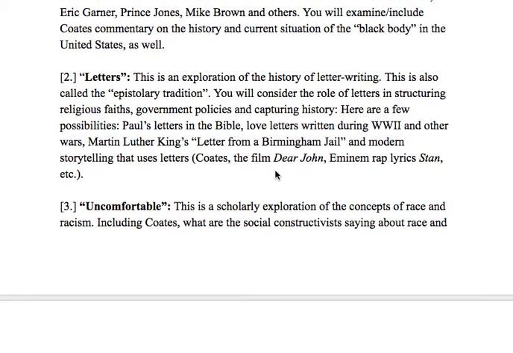The second one, number 2, is called Letters, and this focuses on letter writing because this particular book was written as a letter to his son. So we're looking at the epistolary tradition, which is a really nice scholarly word for letter writing. No big deal, but it's a good search term. Basically, we're looking at the history and function of letters, uncovering what letters have done and continue to be. We talked about letters in class.